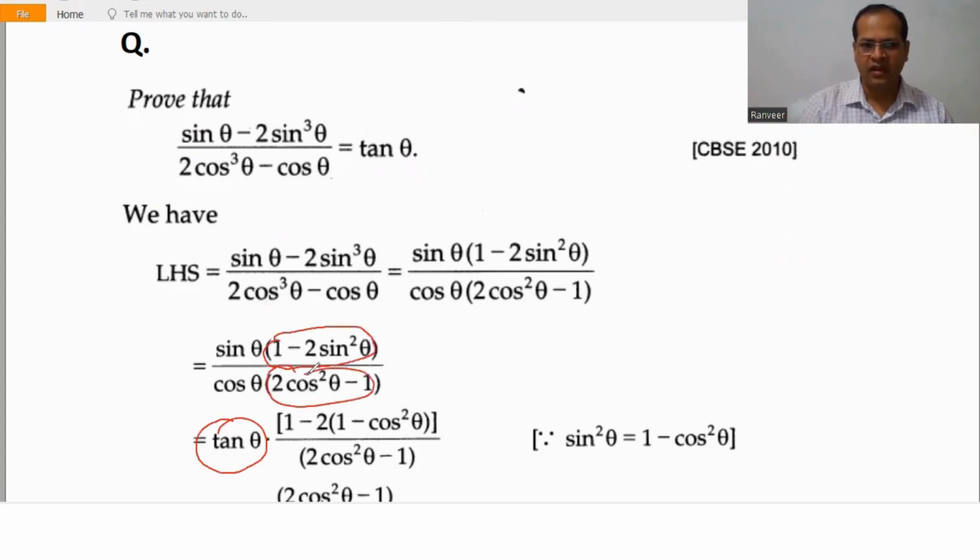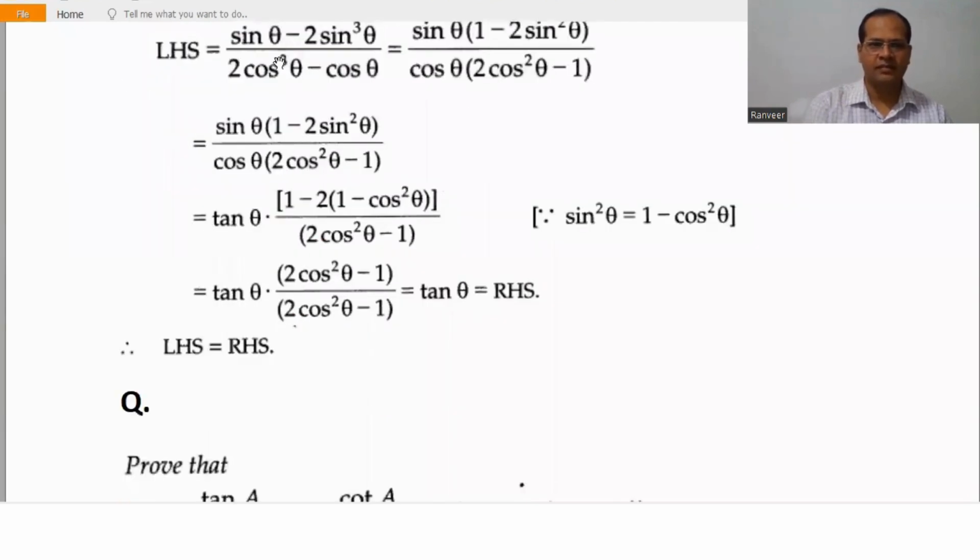Then only is it possible for the right hand side to come. So first of all, convert any one. Here, sin square theta: first of all, try to convert it into cos square theta format. So we can write 1 minus cos square theta. Once we calculate this, this is 2 cos square theta. This will cancel and this is tan theta. So in this way we can prove it.